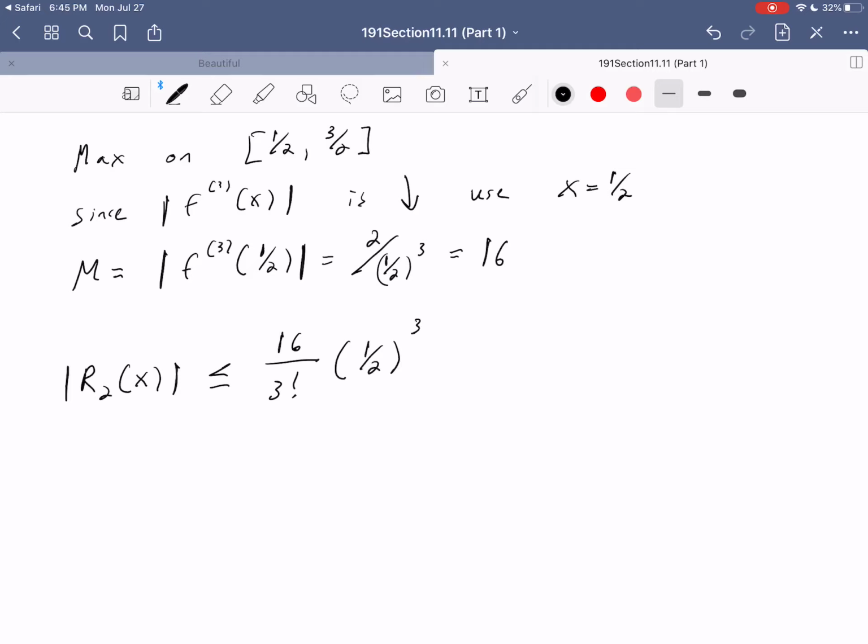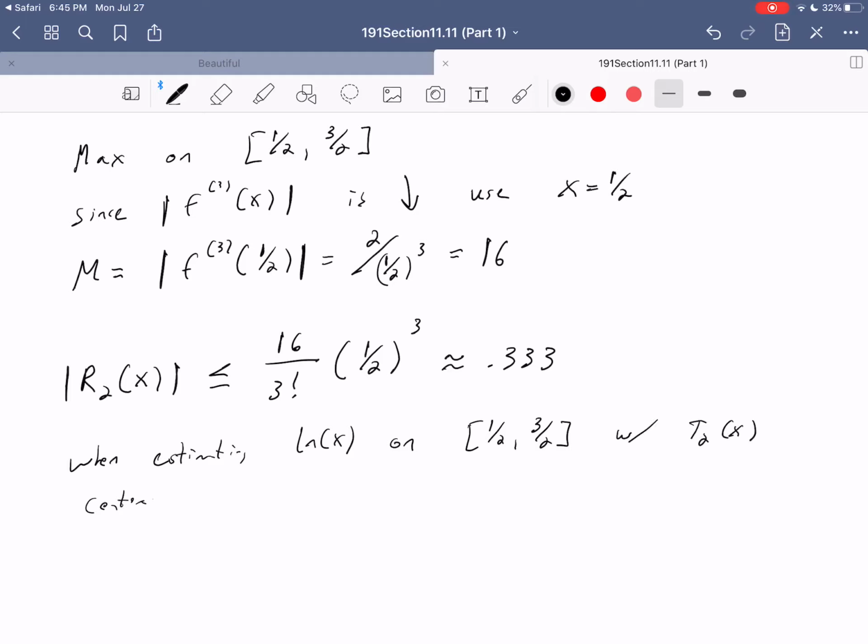I guess we can just type that into a calculator. That's going to be 2 divided by 6, so that is going to be approximately 0.333. So what that tells us is when estimating ln x on 1/2 to 3/2 with T2 of x centered at x equals 1, the max error is 0.333.